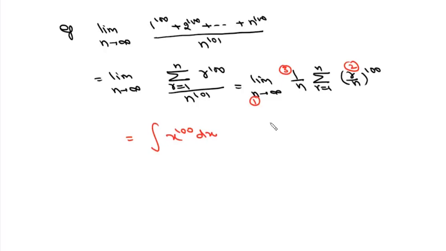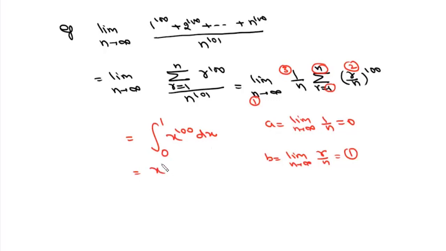Now its lower limit, say a, will be the limit as n tends to infinity. Lower limit of r is 1, so it will be 1 by n, and 1 upon infinity is 0. So lower limit is 0, and upper limit is the limit as n tends to infinity of r by n, and here upper limit of r is n. So this is 1. So it will be the integral from 0 to 1 of x to the power 100. Now this is x to the power 101 upon 101 from 0 to 1. So answer to this limit will be 1 upon 101.